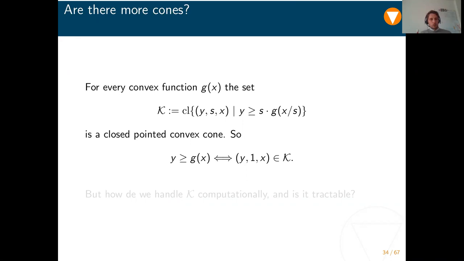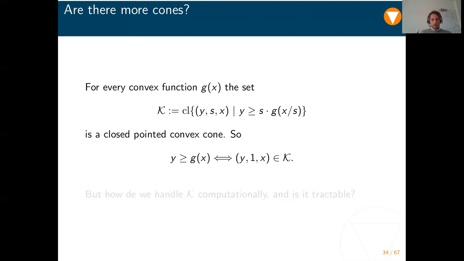when I start with a convex function, then maybe if I want to put that in the conic framework with the five cones, I have to perform a reformulation, which might be a hassle if it's a very complicated convex function. So isn't there something which is more direct? And the answer is yes, indeed. It's actually a trivial answer.